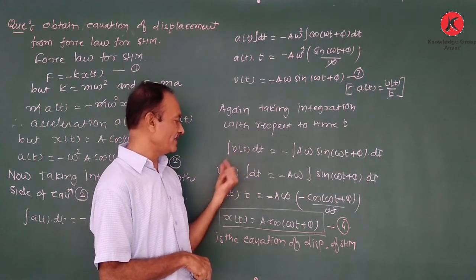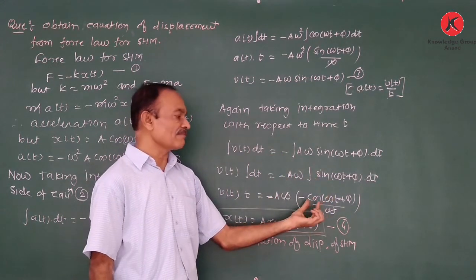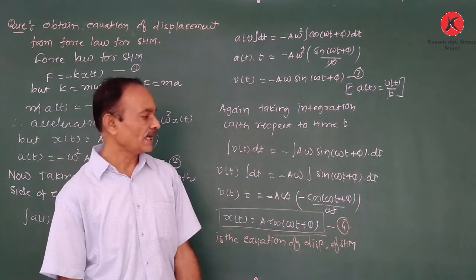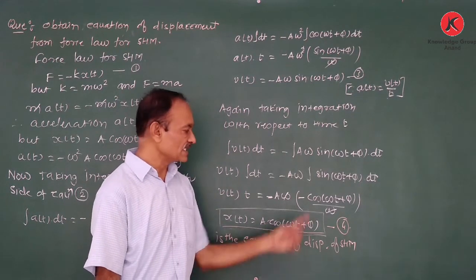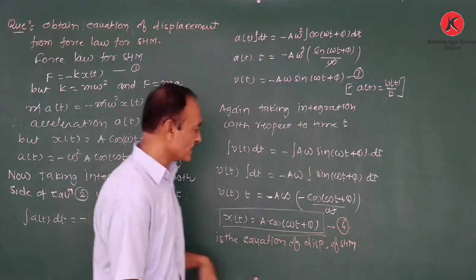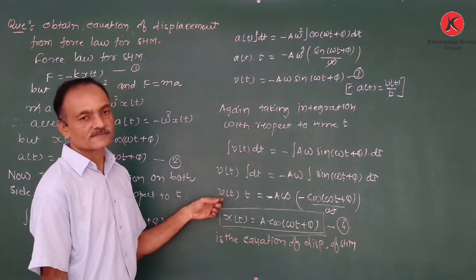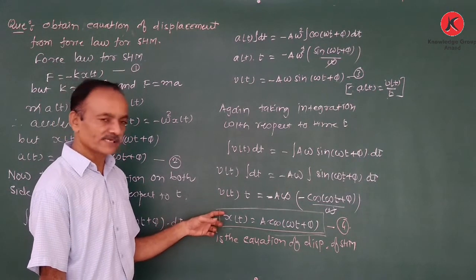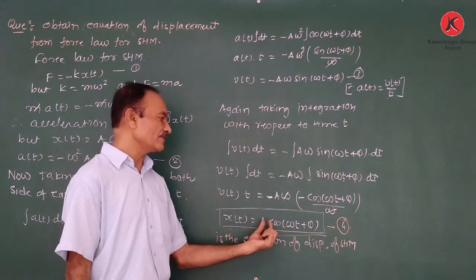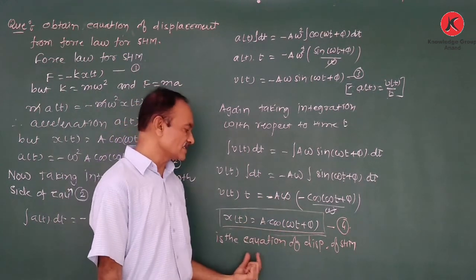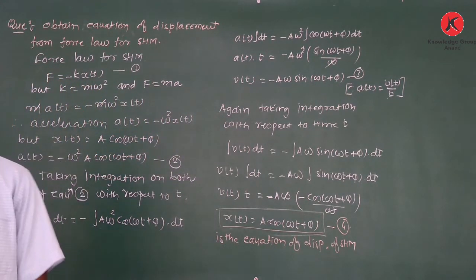The same way, v(t) common, here a ω common. The integration of sin(ωt + φ) is minus cos(ωt + φ), and the integration of this bracket ωt + φ is 1 upon ω. Minus minus plus, this ω ω cancel, only a cos(ωt + φ) we obtain this side. Distance upon time, or displacement upon time, is the velocity. Therefore, dt cancel, displacement x(t) is equal to a cos(ωt + φ), the equation of displacement of simple harmonic motion. Clear this?